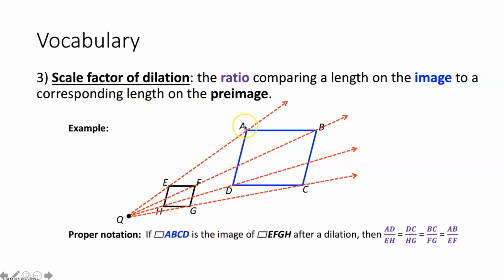You should get the same thing if you were to create a ratio with the measure of segment AB over the measure of segment EF and simplify that down. Same thing with the measure of segment BC over the measure of segment FG, and the measure of segment CD over the measure of segment GH. Remember, the scale factor of dilation requires that the length of a side of your image is over the length of your corresponding side of your pre-image. So image over pre-image in order to create your scale factor.